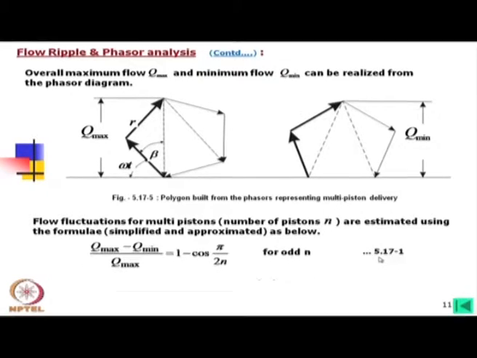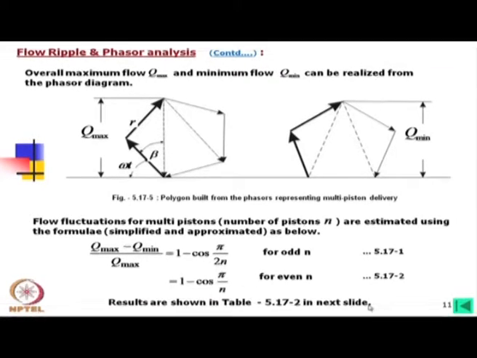below. It is a simplified one. You will find that if you calculate, then (Q max minus Q min) by Q max is not exactly this. There will be some other terms which you can neglect, and you can arrive at this simplified equation by neglecting the other parts, and 1 minus cos pi by 2n is for odd number of n, and for even number of n it is 1 minus cos pi by n, where n is the number of pistons.